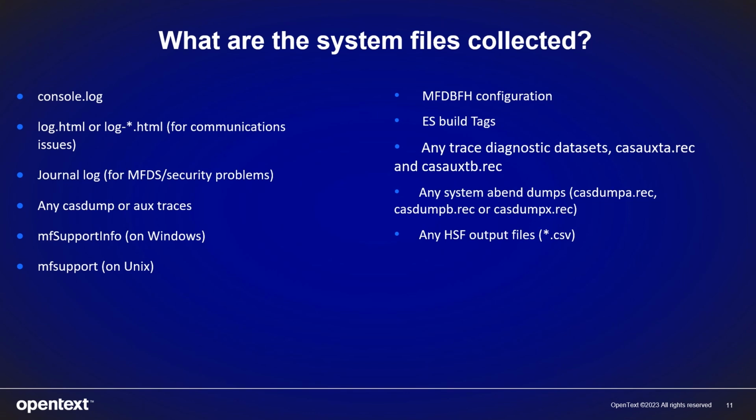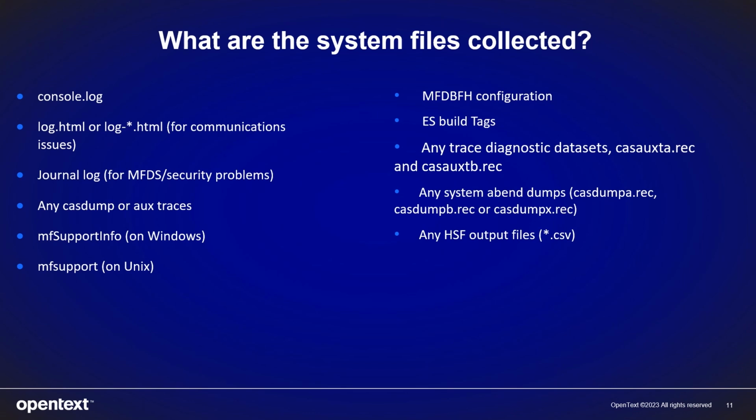So what are the system files collected when we run mfesdiags.cmd? Obviously, probably the most important is the console log, which contains running information on the actual server as it's being run. We've then got the log files, journal logs, any CAS dump or auxiliary traces, the MF support info file, which is a snapshot of the system on Windows, for example. On Unix, that same file is created from the mfsupport command.